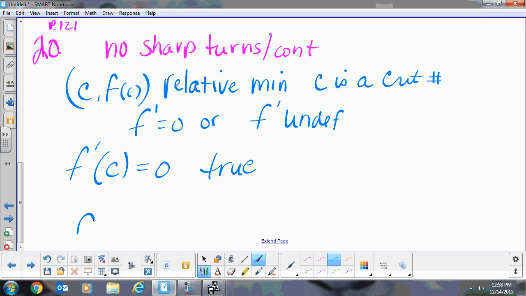All right. F double prime of C must exist. What did they tell us was continuous and differentiable? The function, right? So if the function's differentiable, that means its first derivative exists. Does the differentiability of a function go to the second, the third, the fourth, the fifth derivatives?